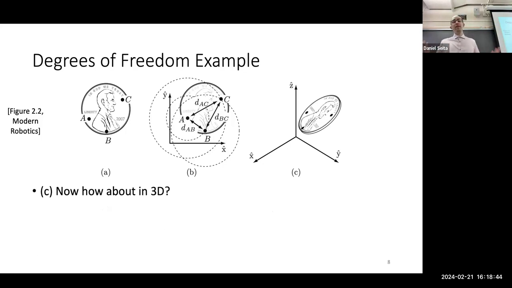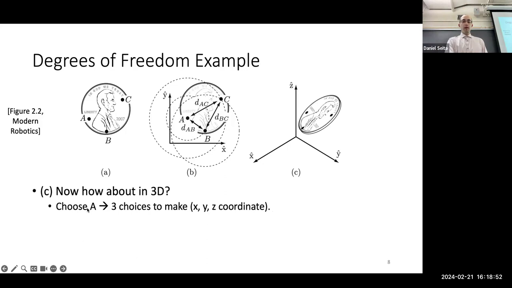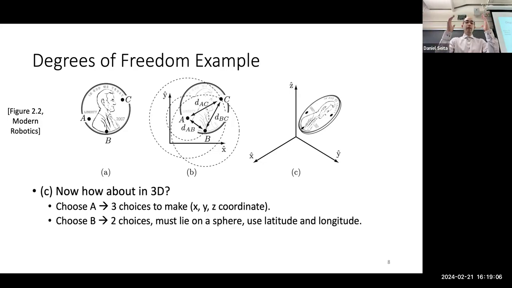So if you have your rigid body in 3D, the way to derive the number of degrees of freedom is that for the point A, we have 3 choices to make. We have an X, Y, and Z coordinate, so that's 3 numbers. It's unconstrained. For B, we have 2 choices, so it must lie on a sphere centered at A. Maybe I can just draw it out a little bit. It's not too bad to do. So we have A, we have 3 numbers to specify for that.